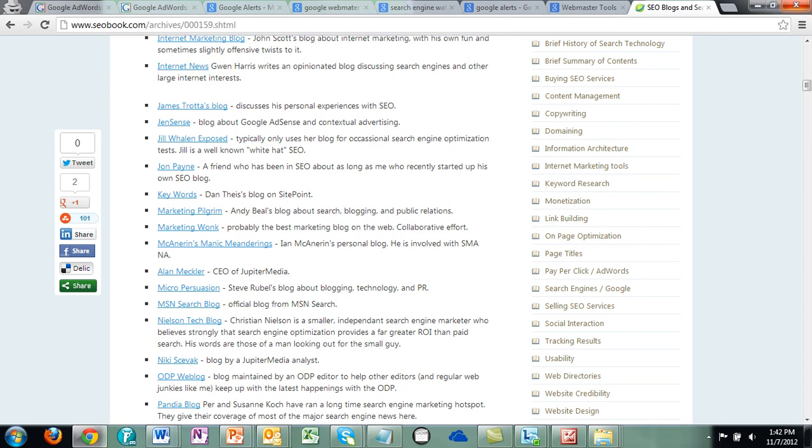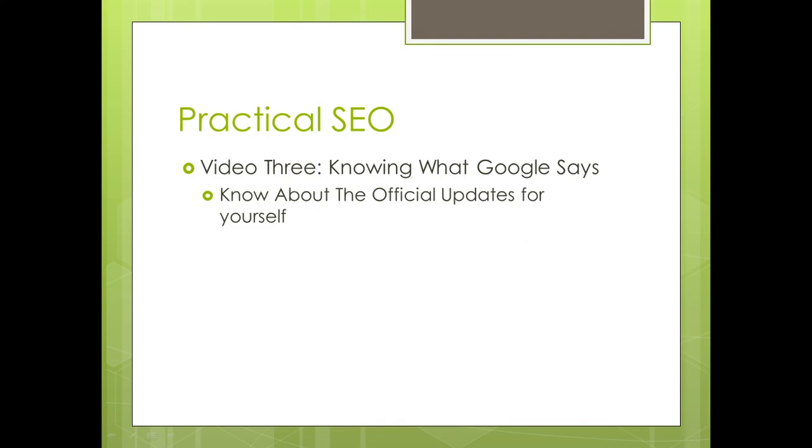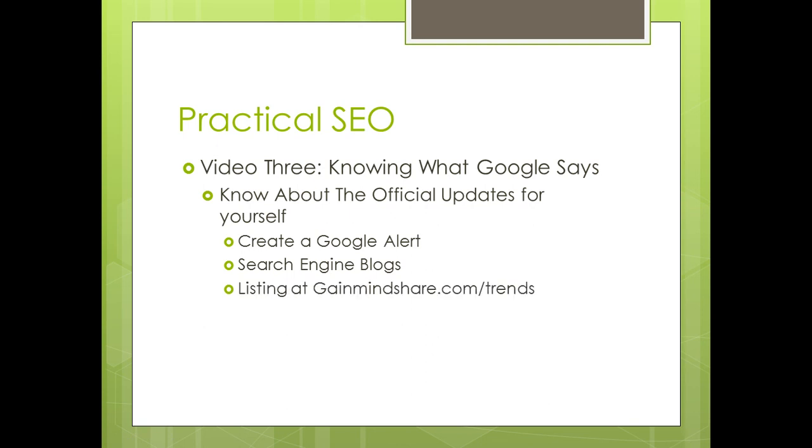Okay, so with that, we've talked about pretty much the 3 ways in which you will be able to know what Google is saying. We talked about creating a Google alert, we talked about search engine blogs, and we've talked about listings at the trend site. We've also talked about making sure that you sign up for Google Webmaster Tools, even though that's going to be a little later down the line. That will help you to determine what changes have been made and how they affect your website.